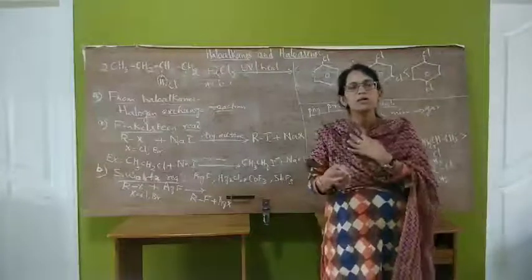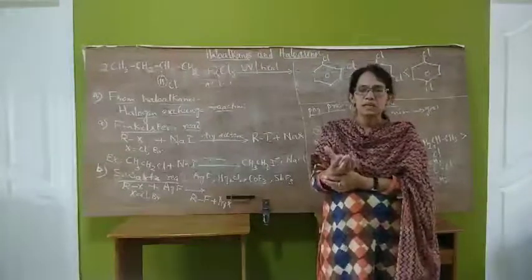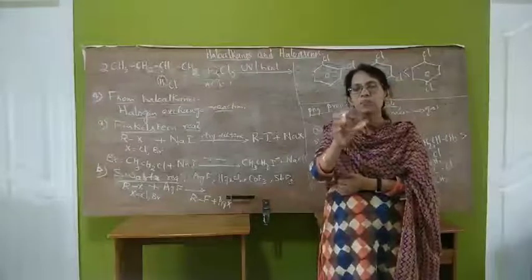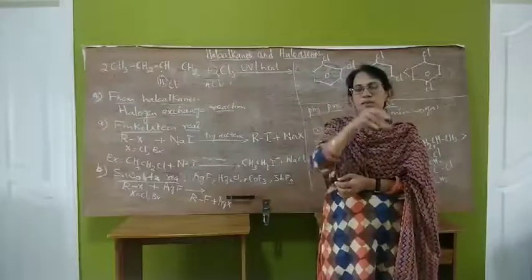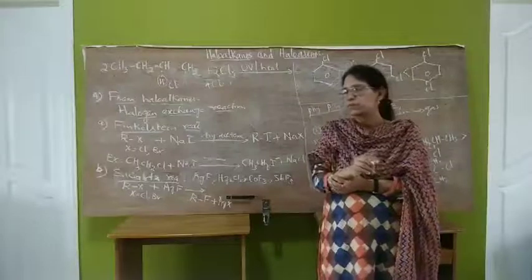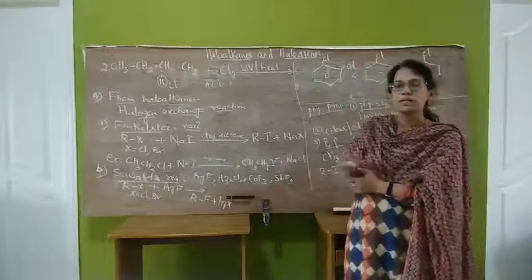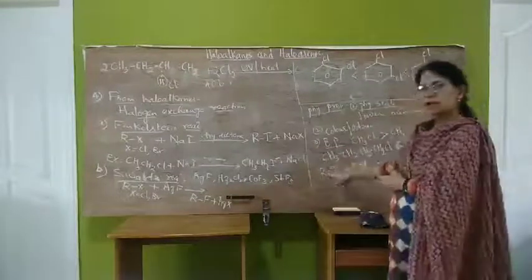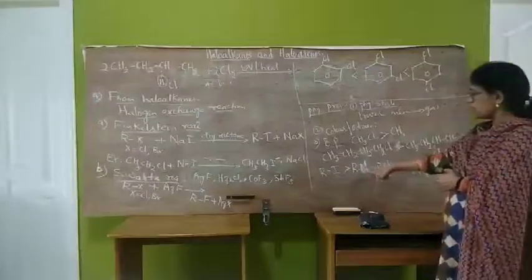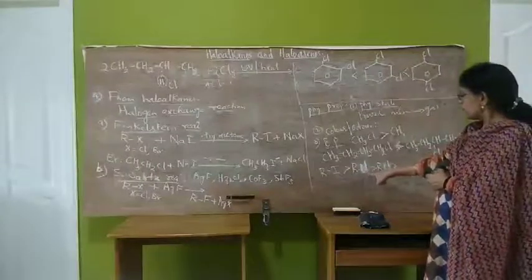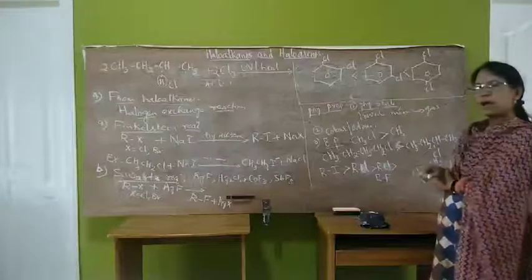And as the atomic mass of halogen increases, if we consider haloalkanes of the same alkyl groups, the boiling point increases in the order RI, more boiling point than RBr, than RCl, than RF.